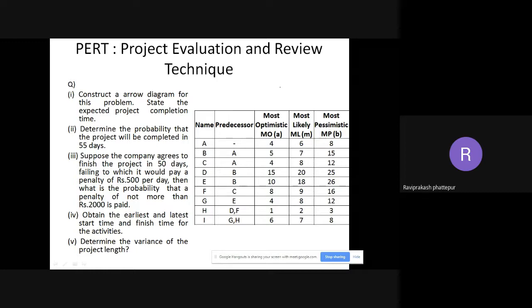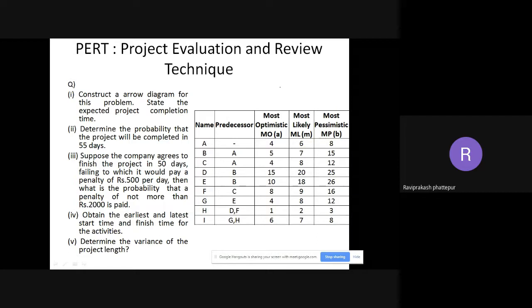So most likely will always be between the most optimistic and the most pessimistic. So if you see, it is 6 for activity A, that is 6 days. And most pessimistic, I told you, is the maximum time taken or the maximum duration taken to complete that particular activity. Okay, that is 8. So 4, 6, and 8.